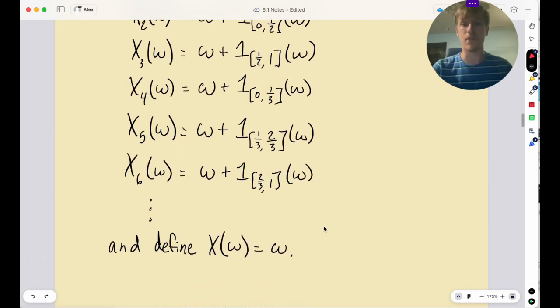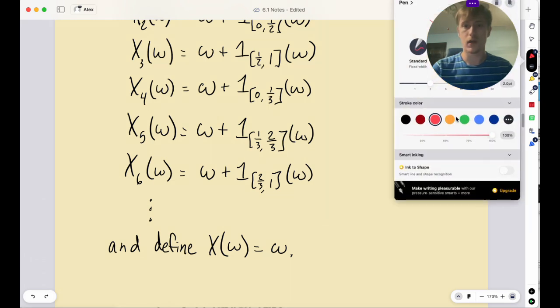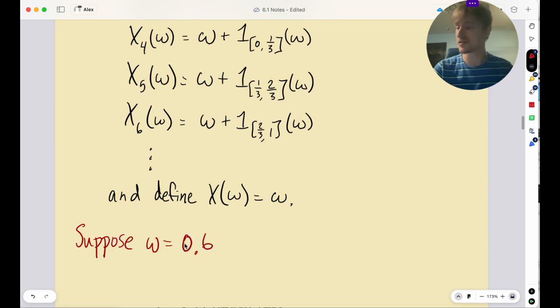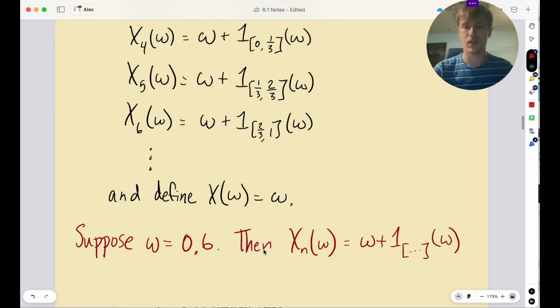So that is Xn of omega, where the random variable X of omega, we're just going to define that to be omega. Okay? So we need a value for omega to play around with, so maybe suppose omega is equal to, I don't know, 0.6. Okay, then Xn of omega is going to equal omega plus some indicator function. And I don't really feel like putting that in there.